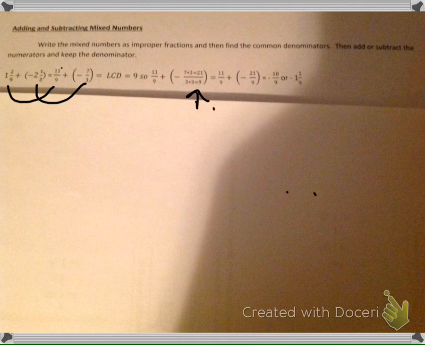Now you're adding 11 plus negative 21. You have different signs, so you should subtract. You get negative 10, because 21's the bigger number, negative 10 over 9. You could leave it just like that as long as it's simplified, or you could change it to a mixed number, but again, that's not necessary. Negative 1 and 1/9. Okay, now let's give them a try, see how we do.